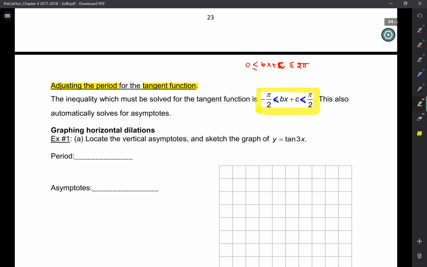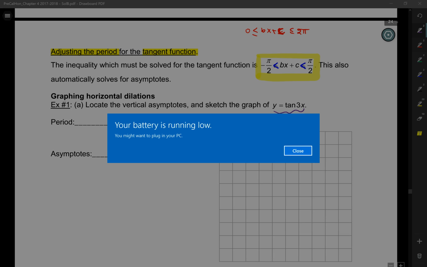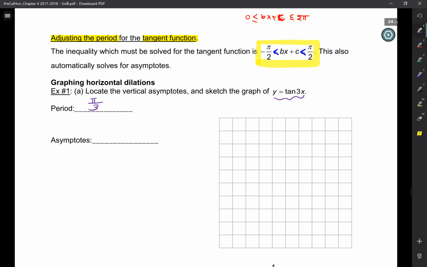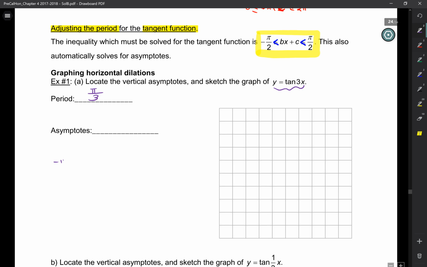Okay, let's take a look at this first equation here, tangent of 3x. All right, what would the period be for this one? Pi over 3. That's it. So the period is pi over 3. That means from one asymptote to the other asymptote, how much distance are we going to go? Pi over 3. All right? Now, let's take a look at asymptotes. What we're going to do is take 3x, and we're going to solve the inequality, negative pi over 2 less than 3x less than pi over 2. So let's go ahead and do that. Negative pi over 2.